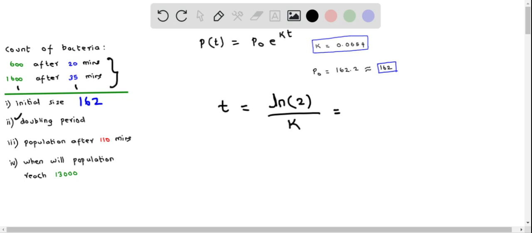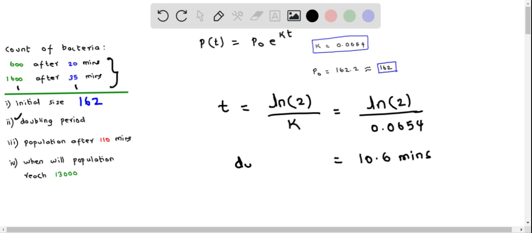So let's substitute the value of k over here. So this becomes natural logarithm of 2 divided by k, which is 0.0654. And so when we plug this expression into the calculator, we get approximately 10.6, and this is in minutes. And so therefore the doubling period is 10.6 minutes. So I mark this one as 10.6 minutes.